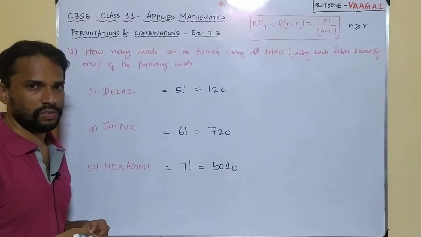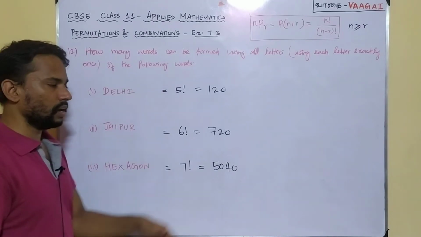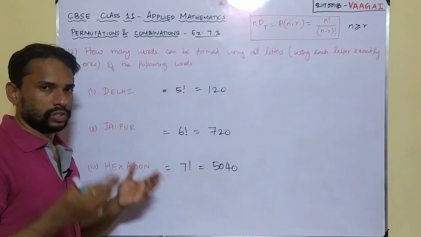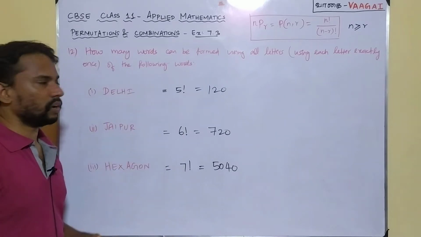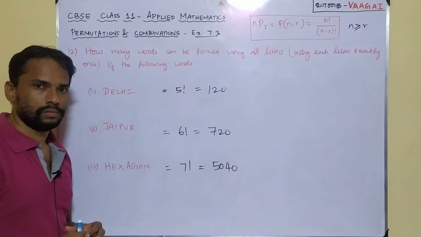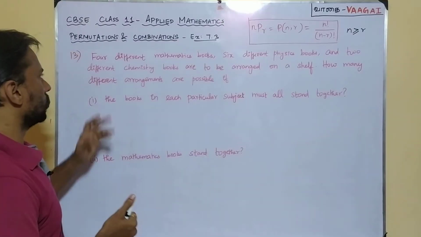So very simple question. We got the answers very easily, provided you are very clear about the factorial values. If you know them by heart, you can quickly answer these questions. Of course, these are going to be the answers for your question number 12. Moving to the next question, question number 13.